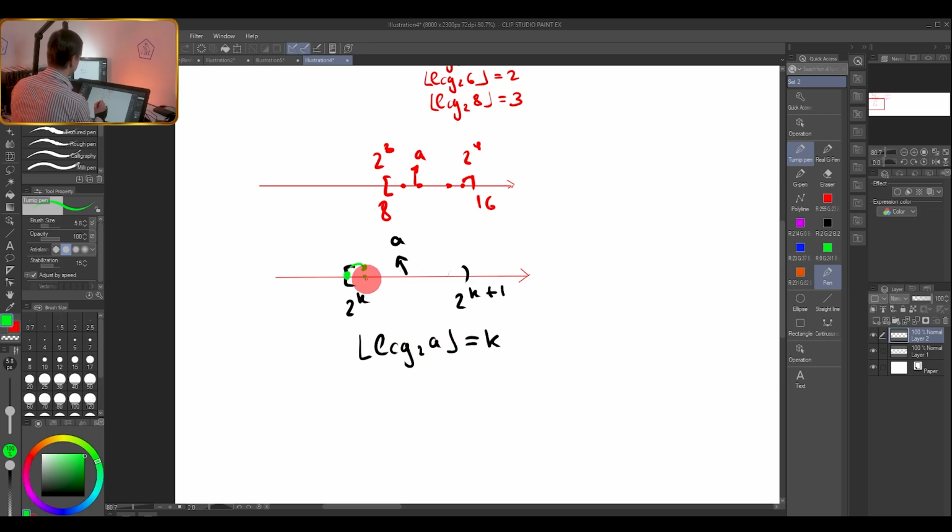Then we go one step to the right, one step to the right, and one step to the right, and so on. Eventually the last number that will give us k is 1 behind the right end of this interval. So my main question for you: how many green integer points do we have in this interval? All these points represent natural numbers. How many natural numbers do we have on the interval from 2 to the power of k included to 2 to the power of k plus 1 not included?